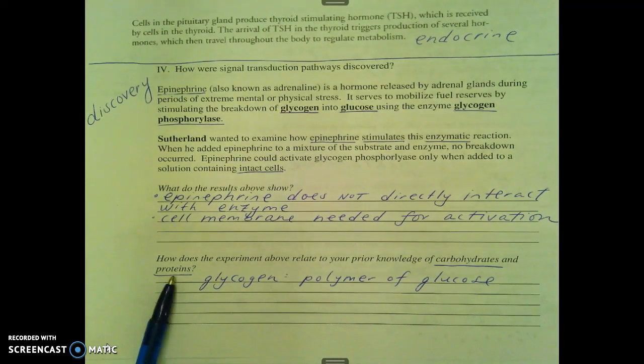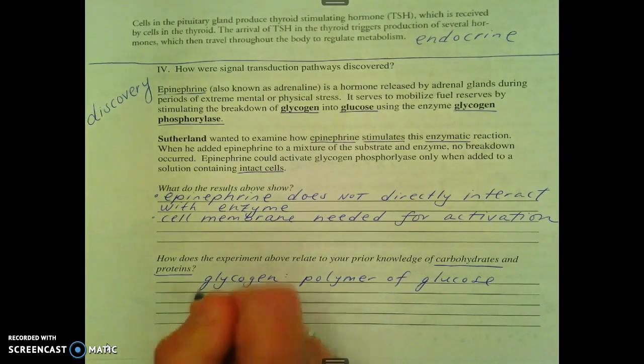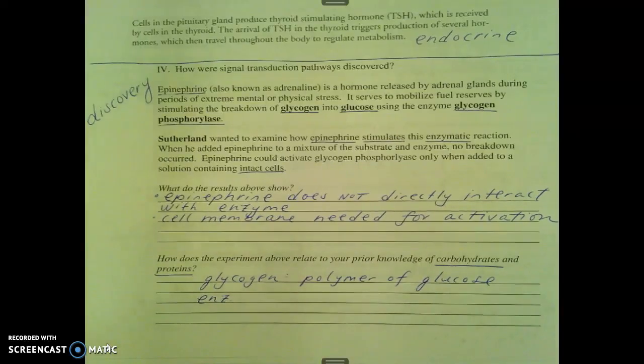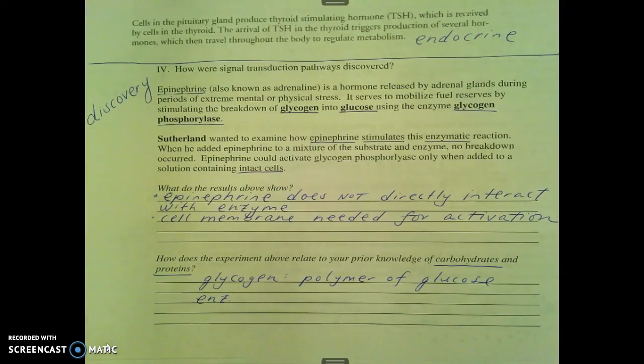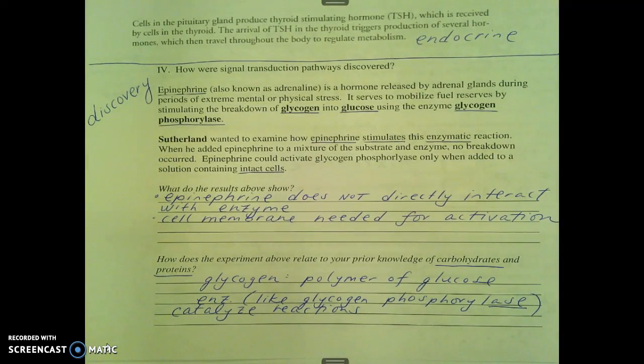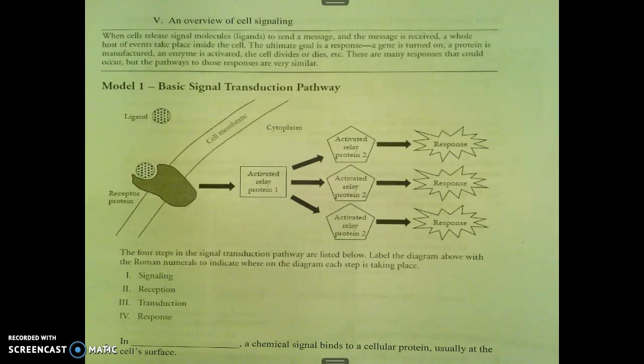Also, when we think about proteins, hopefully you recognized an ending up there, the ASE, that clued you in to the fact that glycogen phosphorylase is an enzyme. Also, this should remind us of prior knowledge about proteins, that specific proteins called enzymes catalyze reactions. The further we get in the year, the more comforting it is when we find information that reminds us of things we've already learned. So Sutherland's experiments with epinephrine show us that intact cells were required, therefore the membrane was needed for activation.